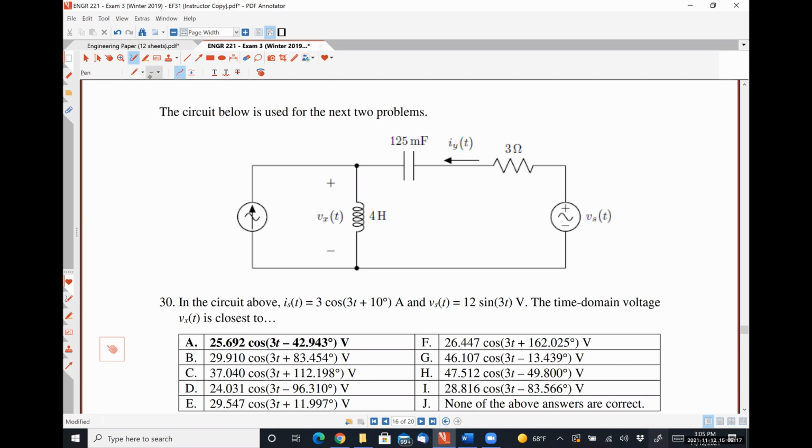If IS of t is 3 cosine 3t plus 10 degrees, which is given right here, what's the frequency domain representation of that current? 3 angle 10.